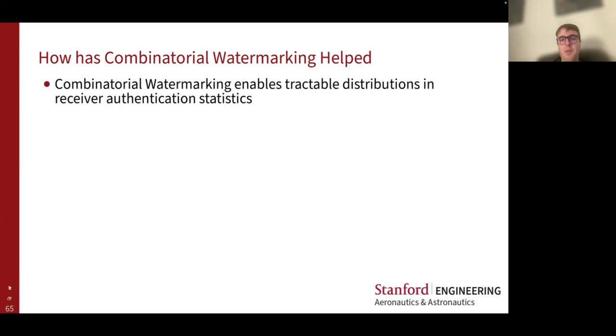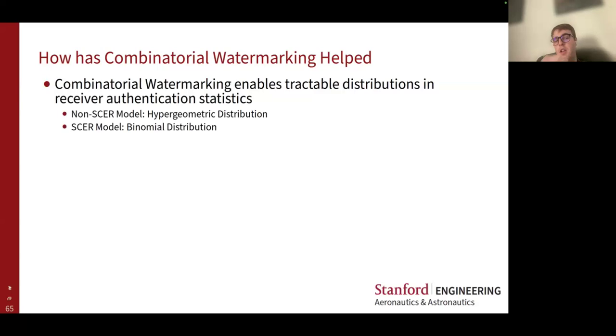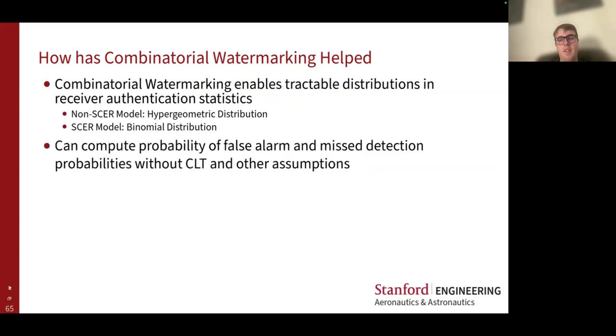This is a lot of information. First, combinatorial watermarking enables tractable distributions and receiver authentication statistics. I don't need to experiment. I don't need to use the central limit theorem. I don't need Monte Carlo simulation. I can compute the distributions. For the non-SER model, it's the hypergeometric distribution, and for the SER model, it's the binomial distribution. Once I have the distributions, I can compute the false alarm and misdetection probabilities without a CLT or other assumptions beyond the AWGN assumption.